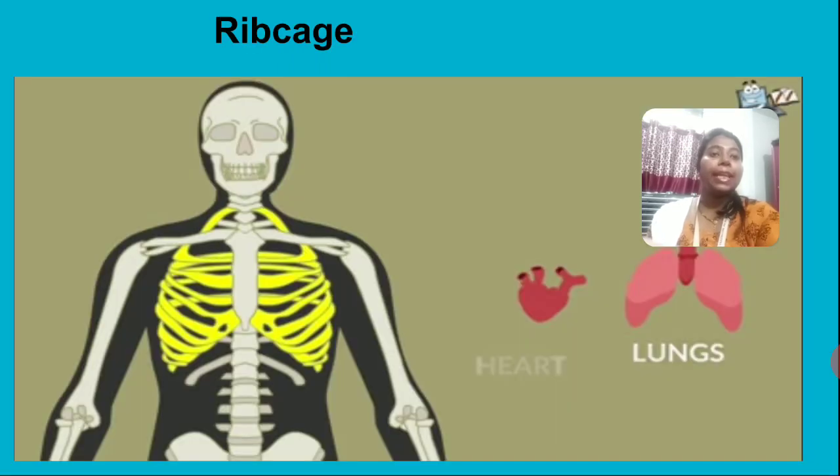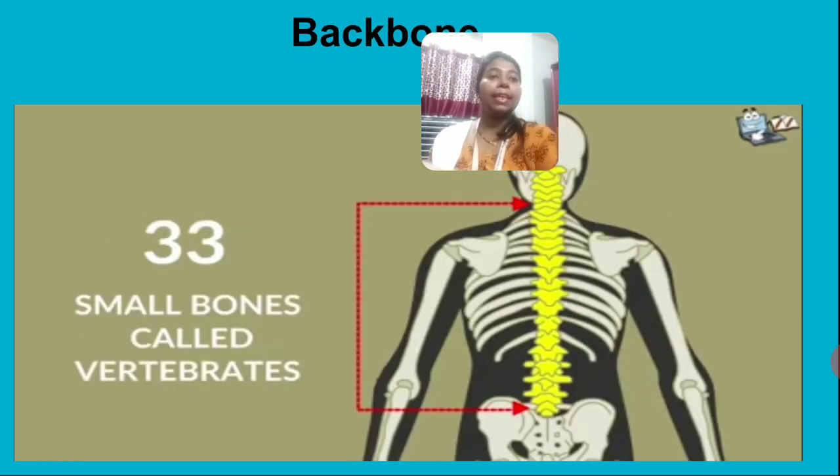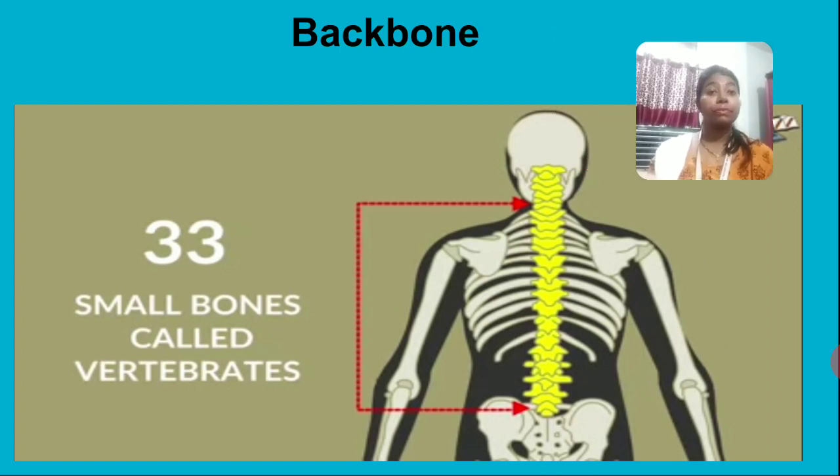Okay, the second, you see the rib cage. Can you see the part in the chest with the yellow color? Yes, it is a type of cage, and it protects our internal organs like the heart and lungs. Am I clear? So this rib cage is present in our chest, and it protects the internal organs present there. Clear, everyone? Okay, and the last one is the backbone.